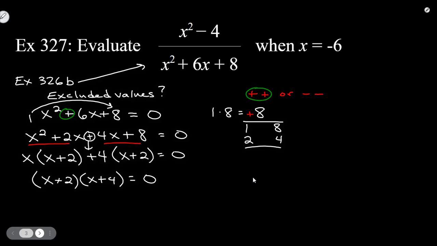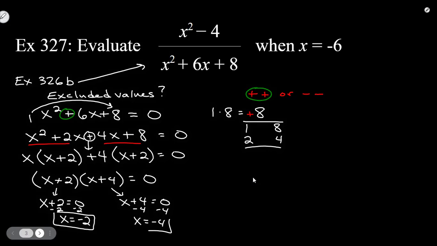And we want to know if that ever equals 0. And so again, using the same logic, if x plus 2 equals 0, that will make the product equal 0, because it'll be 0 times x plus 4. Also, if x plus 4 equals 0, that's going to make the product equal 0. And then we subtract 2, so x equals negative 2 is going to be one of our excluded values. Here we subtract 4, so x equals negative 4 is going to be our other excluded value.